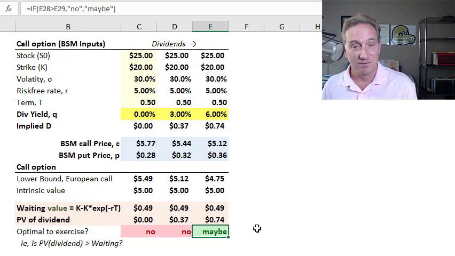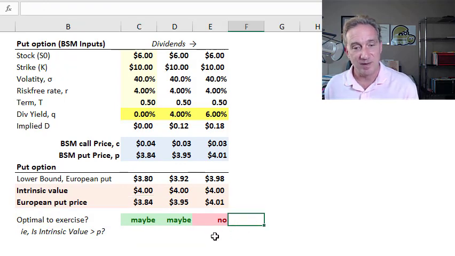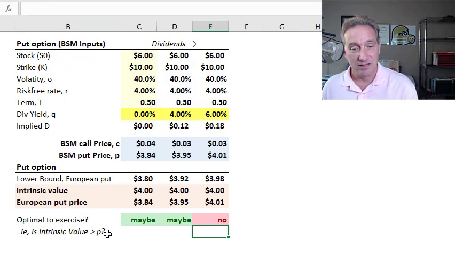You can see a very simple, intuitive test here. For the put, it's a little different, maybe a little tougher in some respects, but I have a simple test here where I can compare the intrinsic value to the value of the European put. In this case, yes, European put.